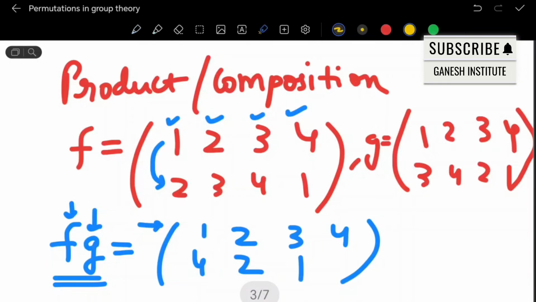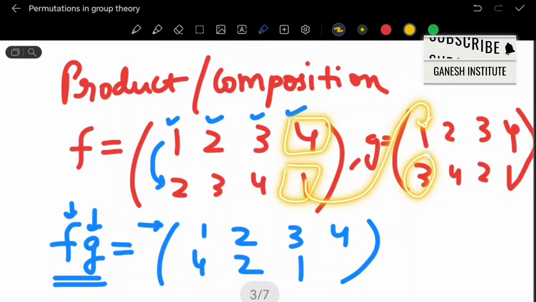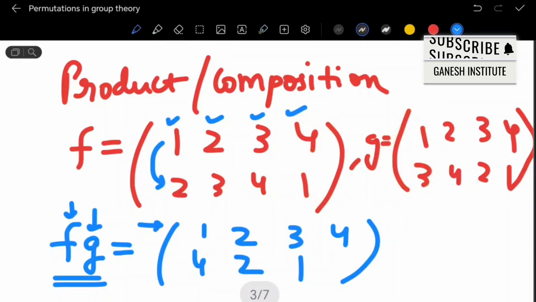Then you have 4 mapped with 1, but 1 mapped with 3. So 4 by 3. Alright? So this is how we can calculate FG. Similarly, if I ask what will be GF? Tell me what will be GF?